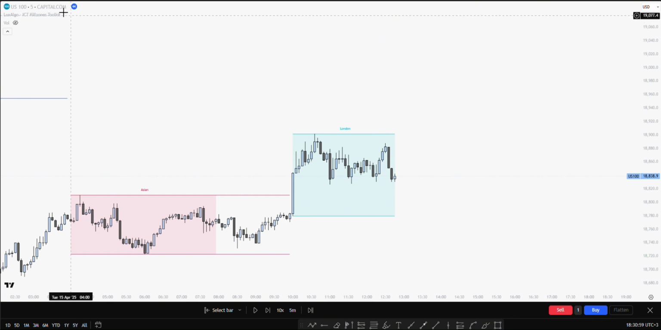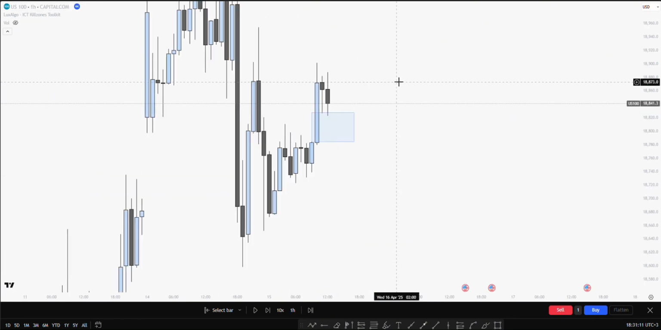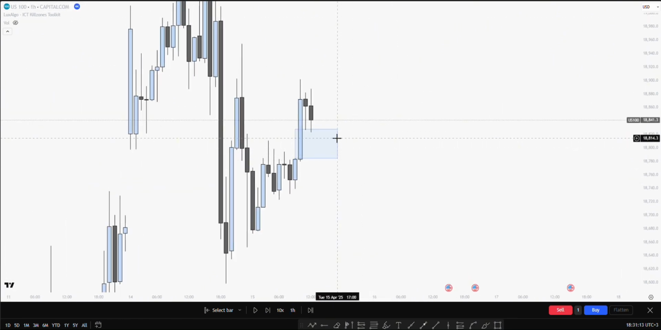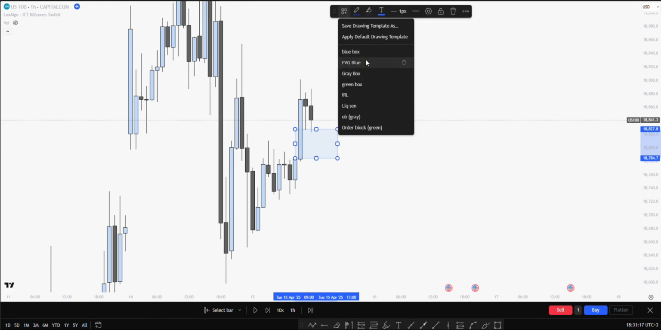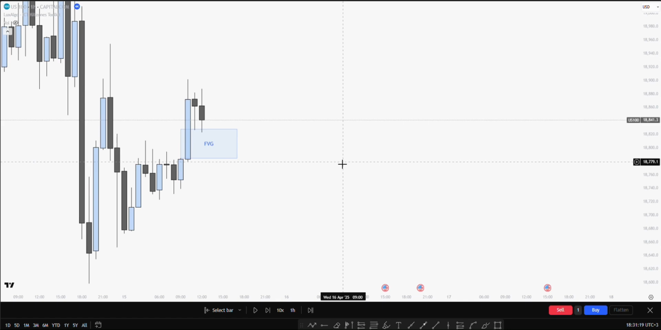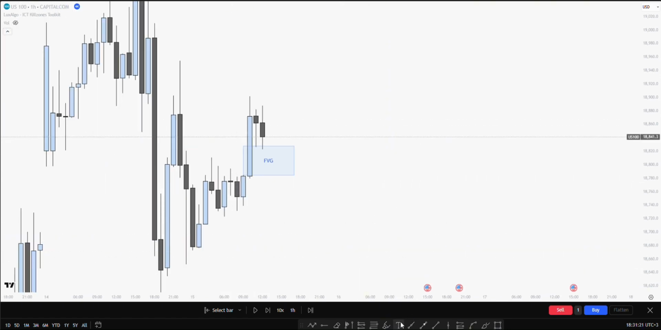Let's look at the overall picture. The first thing I focused on was the London session. During this session, a clear hourly imbalance was formed. Once I noticed that, I knew that I had to wait for one of two things before opening a trade. Either the imbalance gets filled or there is a liquidity gap within that imbalance.